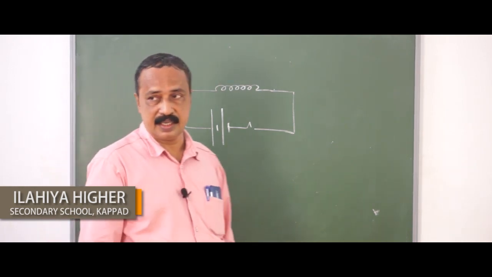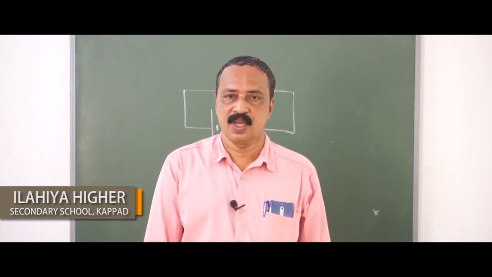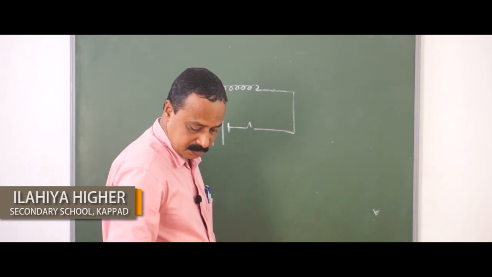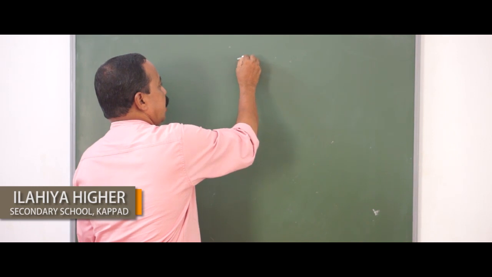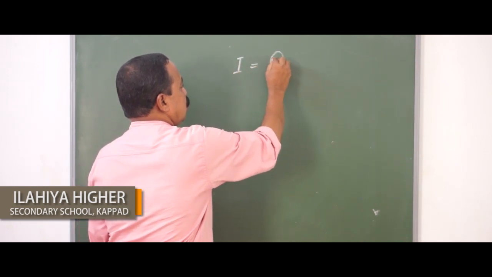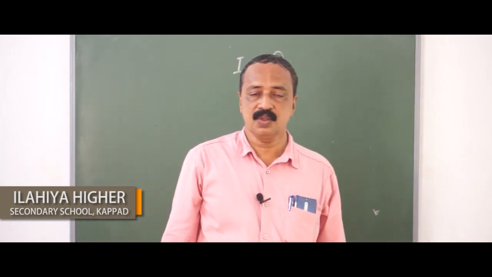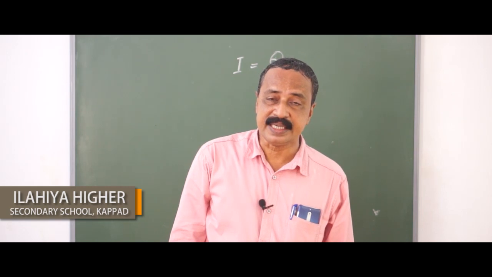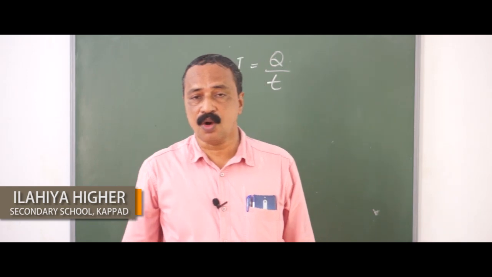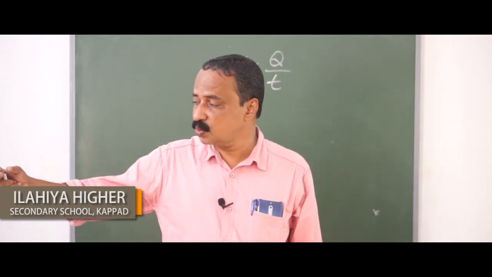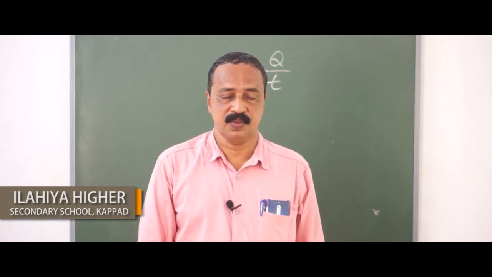Last year you studied what is current. Current is represented by the letter I. You know the equation I is equal to Q by T. What is Q? Q is the quantity of charge flowing through the wire in a particular time.